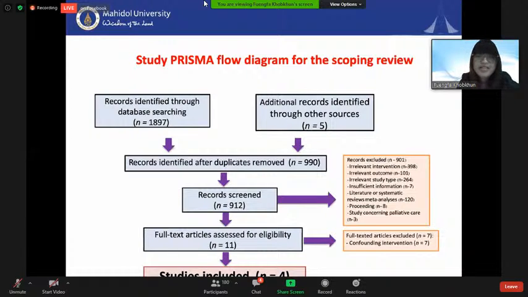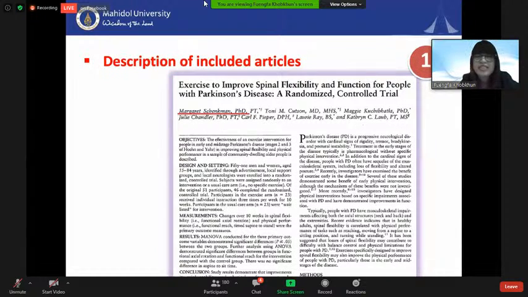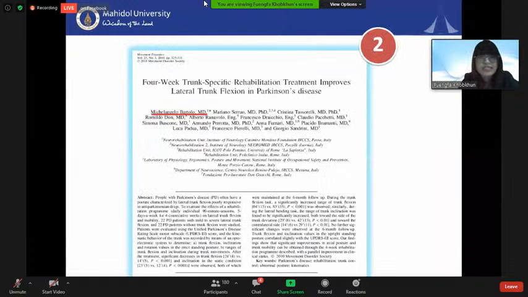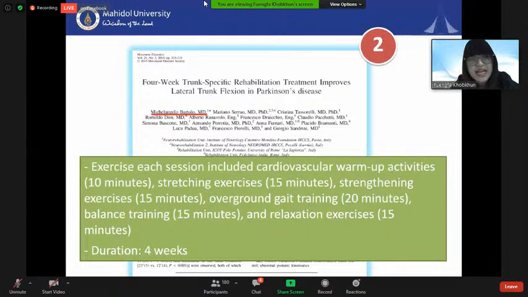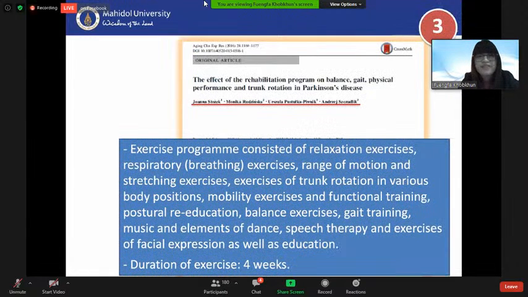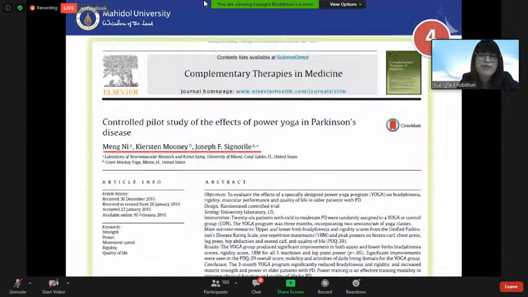The 4 studies are: the first one, Margaret Chengman, who improved spinal flexibility and 360 degree turning. The second one is Bartolo, who focused on 4-week trunk-specific rehabilitation, which improved axial deficit and turning. The third one is Stosek, whose rehabilitation program improved trunk rotation and 360-degree turning. And the last one is power yoga. I haven't done it before, but it is quite good to improve axial deficit, axial rotation, and turning in PD.